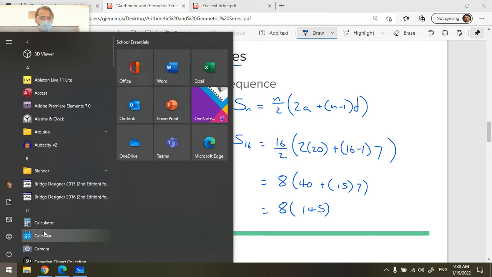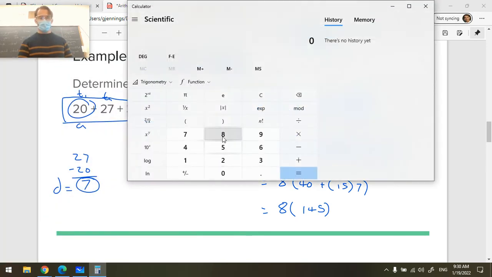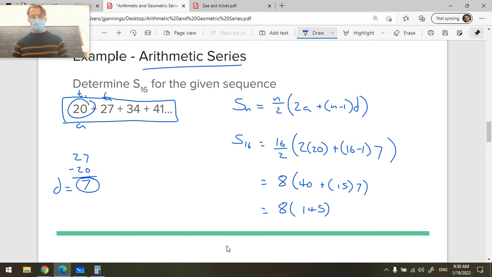I closed my calculator for some reason. 8 times 145 is equal to 1,160. So do it if you can in your head, and if you're not confident, check your answer in the calculator. So this would be the sum of the first 16 terms of this sequence, 1,160. We could have just added them together and written out the first 16 terms, but that would have taken a lot longer than using this lovely formula.